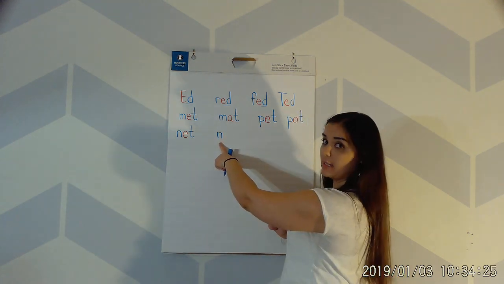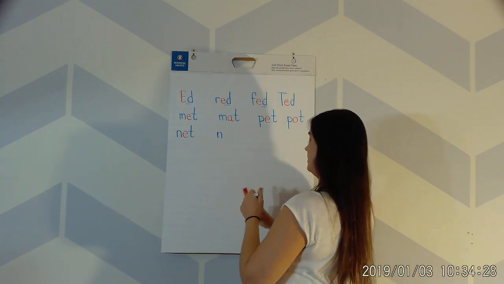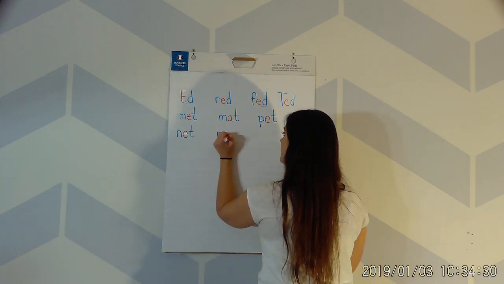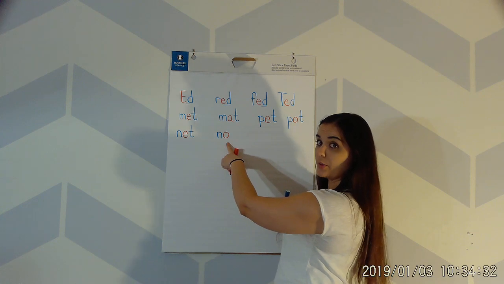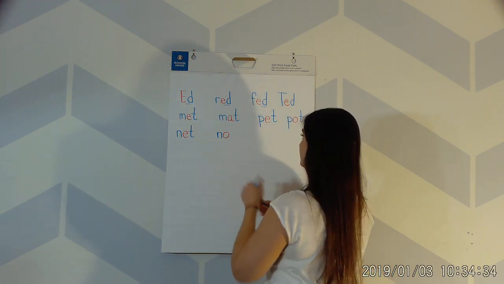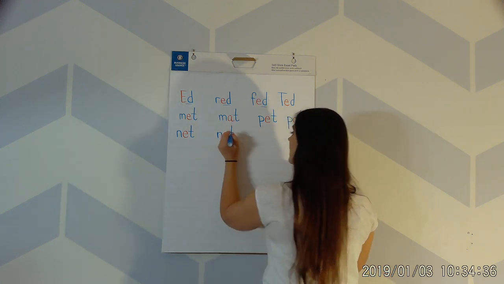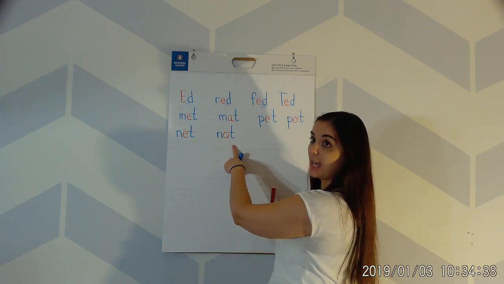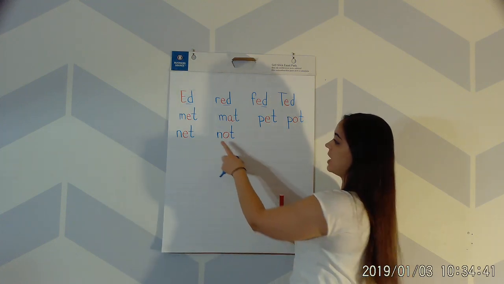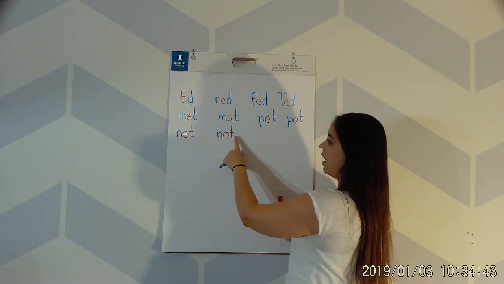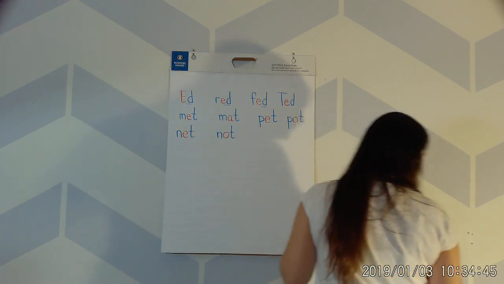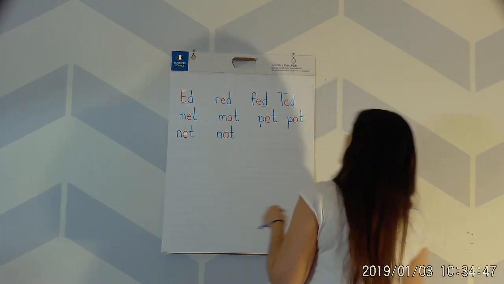So here's the letter N. What does N say? And here's the letter O. What does O say? Ah. And the letter T. What does T say? Ta. Let's blend those sounds. Ah. Ta. Not. Next word.